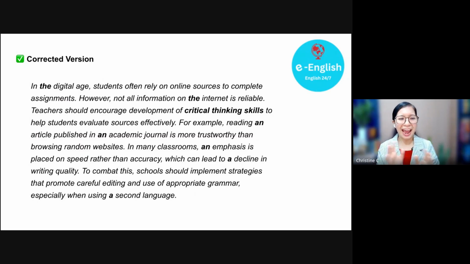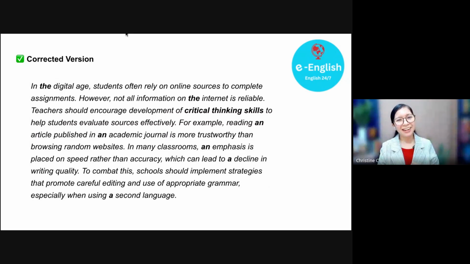Okay, so I have a cheat for you. I have a hack. When you're in doubt and when you are confused or when you panic because there is a time limit in writing and you're not sure whether to say the digital age or in digital age, right?